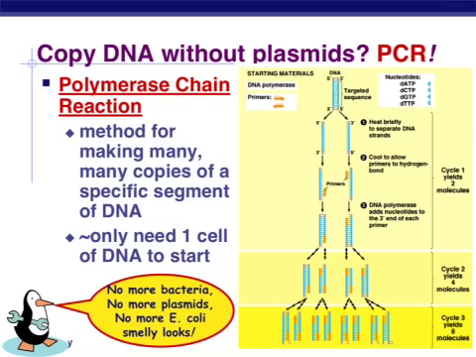We can copy DNA without plasmids through a method or an instrument called PCR. And PCR stands for polymerase chain reaction. It's a method for making many, many copies of a specific segment or section of DNA. And you only need one cell of DNA to start with. So you don't have to worry about the bacteria, you don't have to worry about the plasmids, you don't have to worry about housing them and making sure the temperature is right and not killing the whole colony or anything like that. You just need one sample of DNA and you can start.